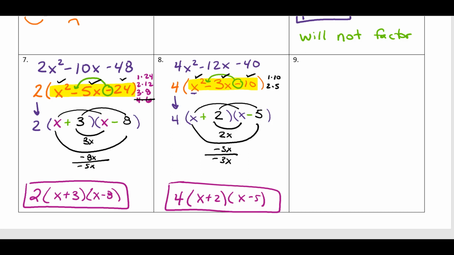So last one I want you to try on your own. This is going to be 3x squared plus 27x plus 42. When you're ready, turn the video on to check your answer.